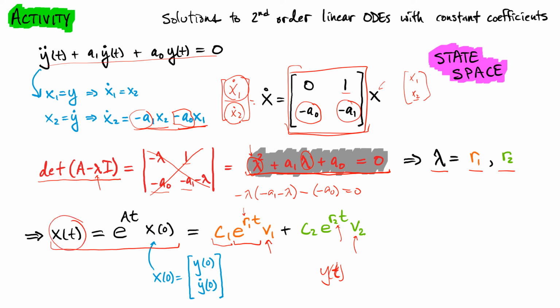Notice what we're calculating here is x of t, and so it makes sense that it would be vector valued, so it has two terms in it. Once we solve this down and multiply this out, x of t contains y and y dot. So y of t would simply be the first row out of this solution, x of t.